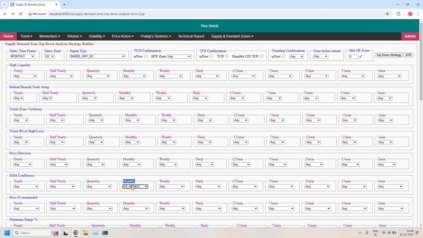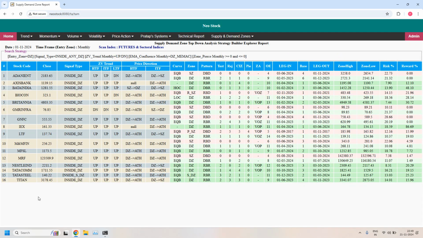But these monthly demand zones having monthly EMA Confluence should not be in sideways trend, because in a sideways market EMA Confluence does not add any extra advantage. So that's why let us eliminate sideways trend related stocks. In the trend, zone violation trend, monthly time frame, I am selecting up or down trend. We got 16 stocks. For all uptrend related stocks, you can plan bullish trade setup related analysis. For downtrend related stocks, you can plan counter trend trade setups or TCO zone related trade setup plans.